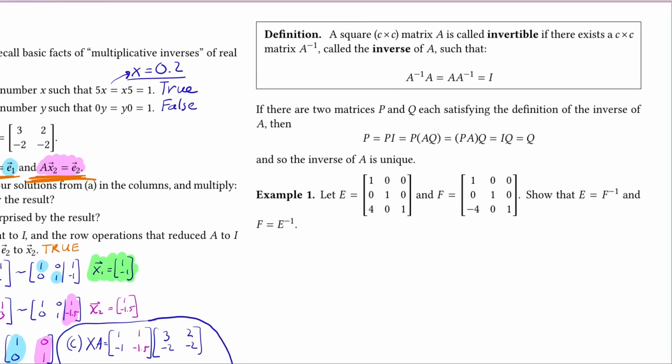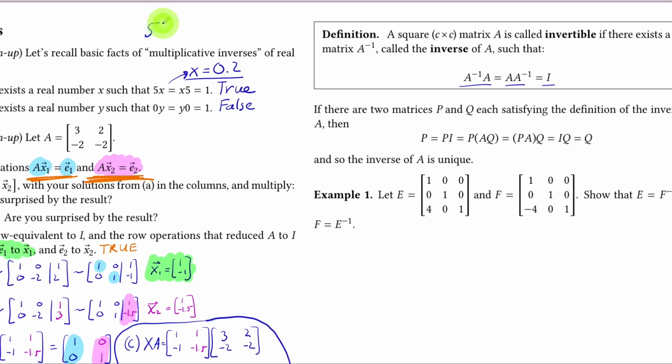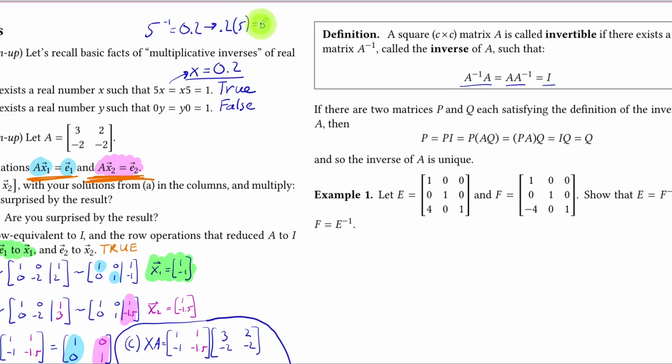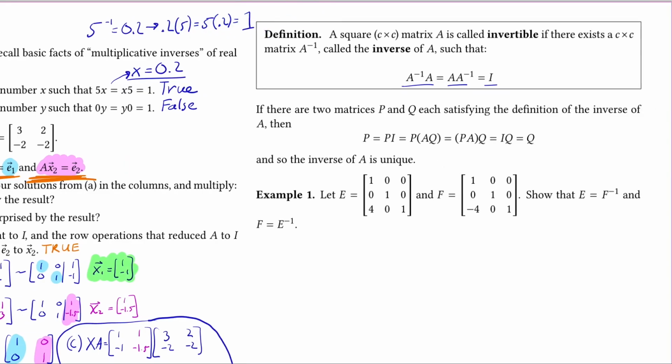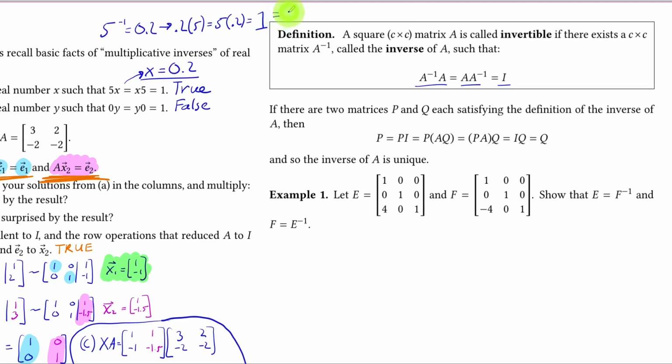So it's invertible if there exists another C by C matrix that we call A inverse, or the inverse of A, and that matrix A inverse has to have these properties. A times A inverse has to give you I. Sort of like we could say that 5 inverse is 0.2, because that means 0.2 times 5 equals 5 times 0.2 equals 1. And the number 1 works kind of like the identity matrix. I guess technically it is the 1 by 1 identity matrix.